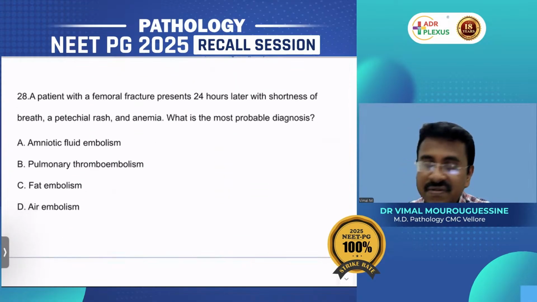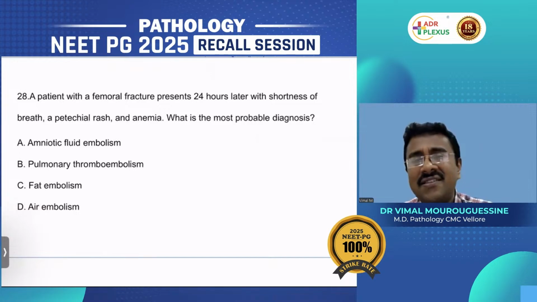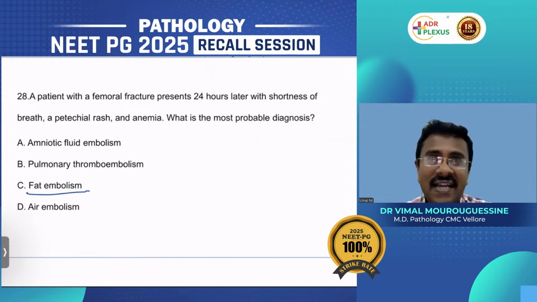Moving on to the next question. A patient presenting with a fracture, following which they present with shortness of breath, petechial rash and anemia. The likely diagnosis, a very standard question, is fat embolism.